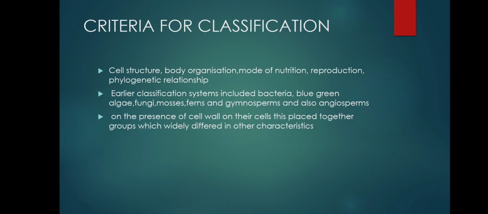Let us discuss the criteria for classification: cell structure, body organization, mode of nutrition, reproduction, and phylogenetic relationship. All these were considered. Earlier classification systems included bacteria, blue-green algae, fungi, mosses, ferns, gymnosperms, and also angiosperms. On the presence of the cell wall, they placed together groups which widely differed in other characters.